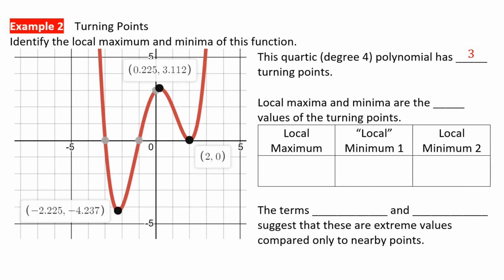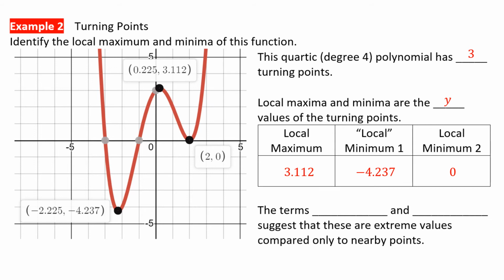The local maxima and minima are the y values of the turning points. So you can see the coordinates are shown there, but when we want to talk specifically about the local maximum, we're going to look at that turning point and say that it's 3.112. The local minimum point, that first one over on the bottom left there, is negative 4.237, and that second local minimum is at 0. It's at the point (2, 0), but the minimum value is 0.